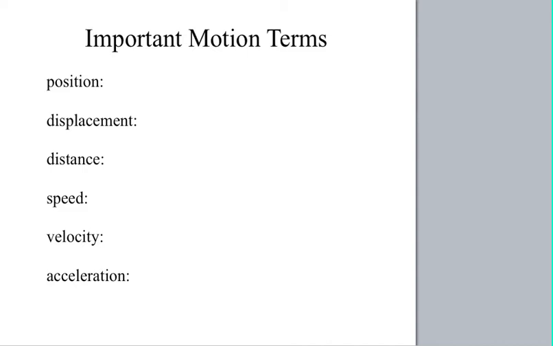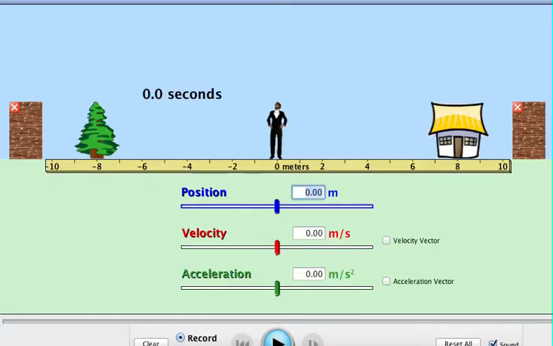Today I want to introduce you to the main terms dealing with motion. These terms are position, displacement, distance, speed, velocity, and acceleration.